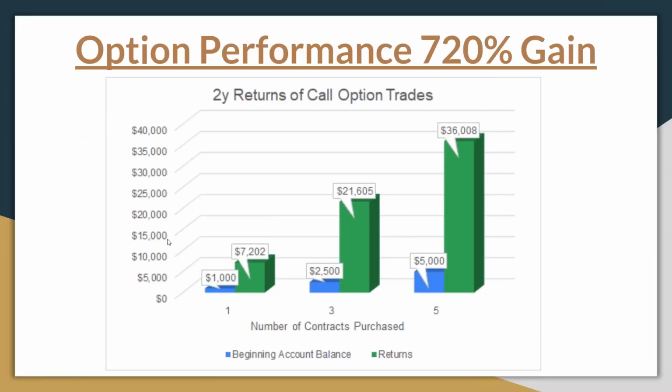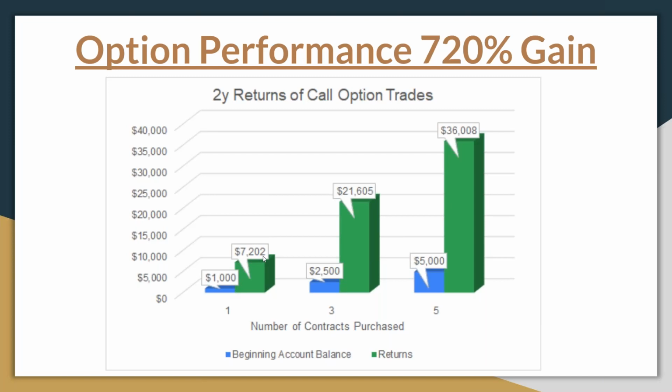Now, over the last 2 years, if you're an option trader, this is the standalone option performance. If you would have taken every trade, bought just one option contract, and started with $1,000, after 2 years you would have had $7,202.